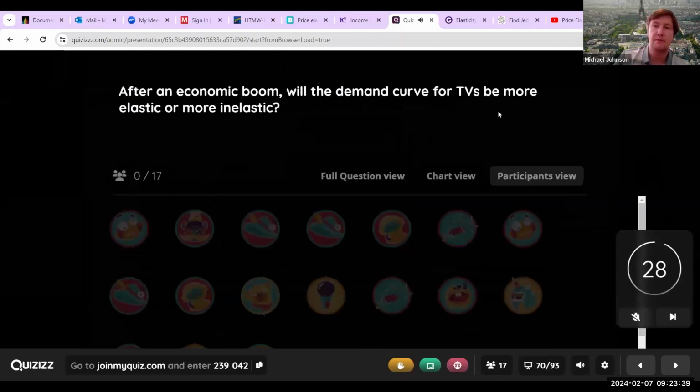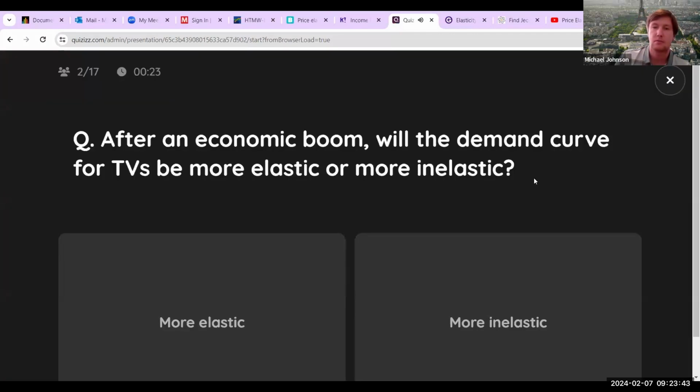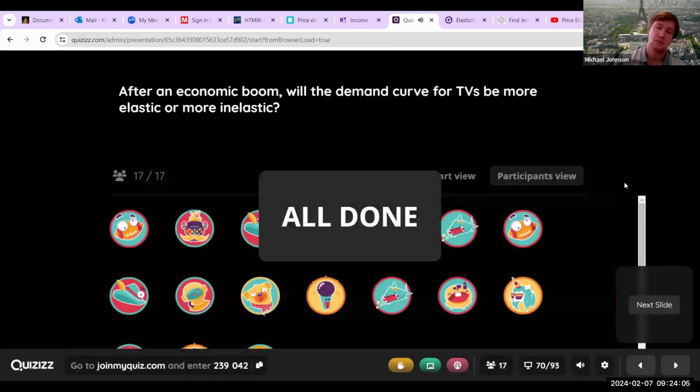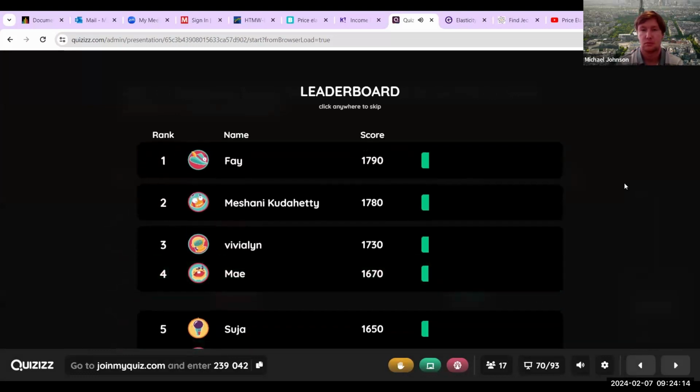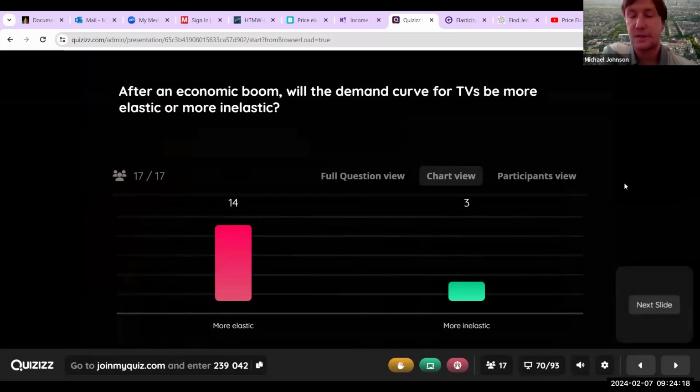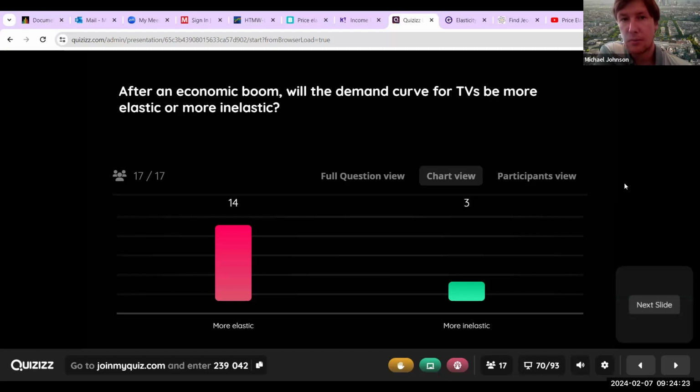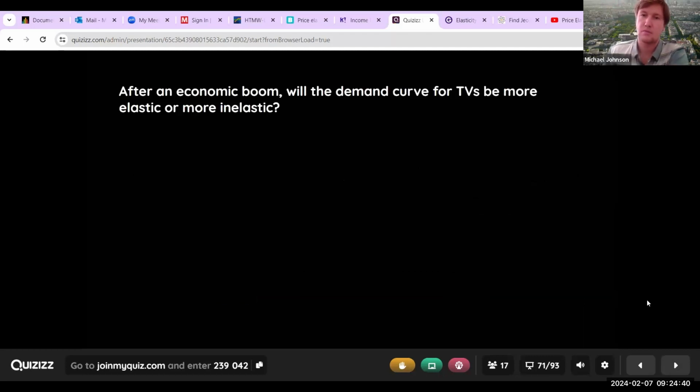So after an economic boom, will the demand curve for TVs be more elastic or more inelastic? So more inelastic because they have more income now. So they're going to be able to buy more TVs. Because of the economic boom, they have more income, so they can afford TVs more. So they're going to be able to buy more of it. So it's more inelastic now.